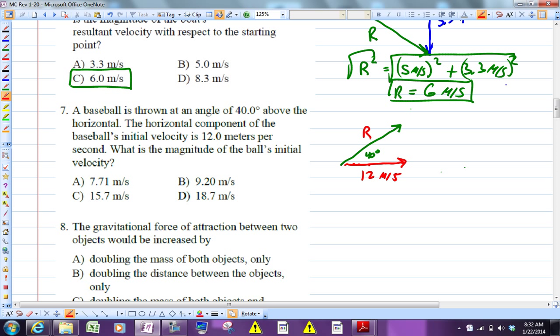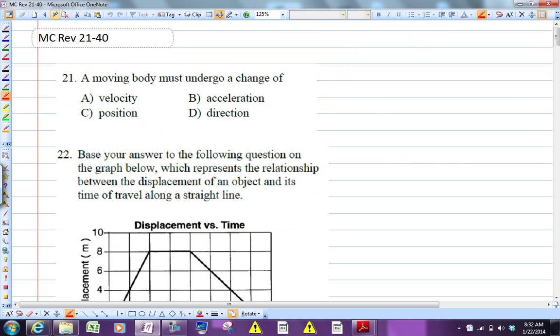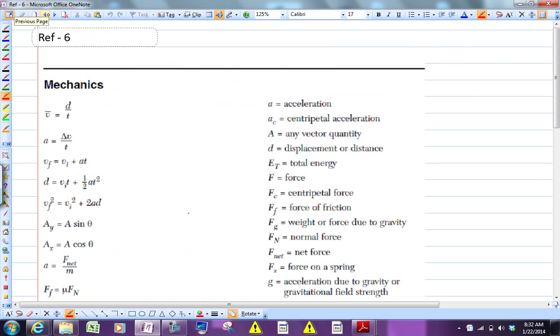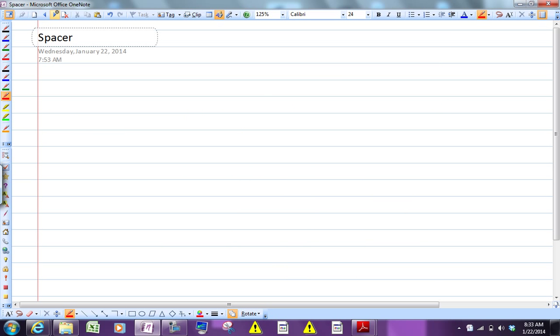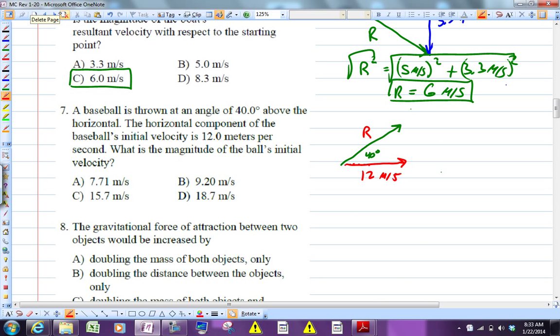More often than not, you're given the resultant, the angle, and you have to find the components. This one's actually backwards. I don't think enough students look at the reference table for this one. They forget this is right here. So let's use that. It's always going to be true that the x component of the vector is going to be the magnitude of the vector times the cosine of the direction.